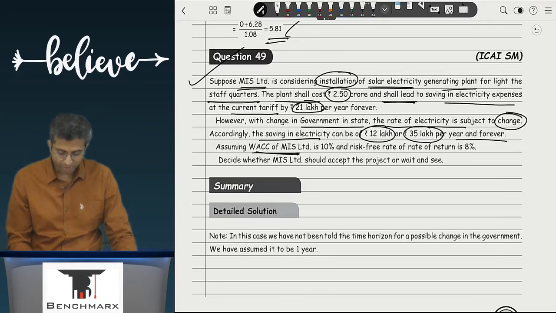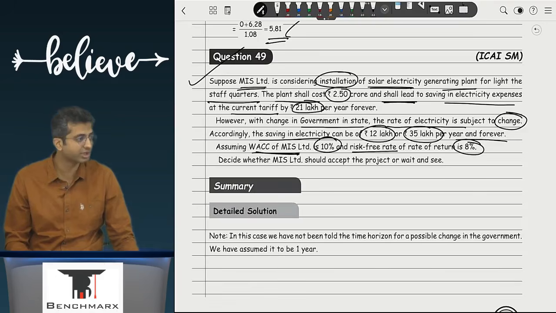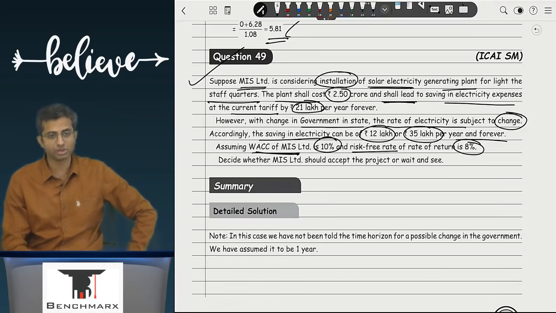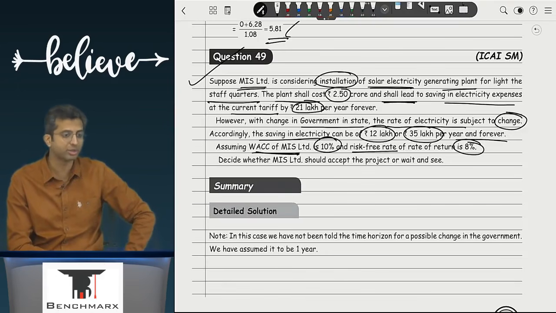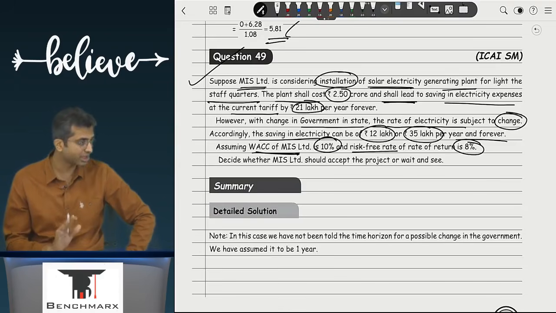Assume WACC of MIS is 10% and the risk-free rate of interest is 8%. So there are two rates given. One is the WACC and one is the risk-free rate. For NPV evaluation, do you take the risk-free rate or do you take the WACC? WACC, that is the risk of the project, and hence you should be taking WACC.